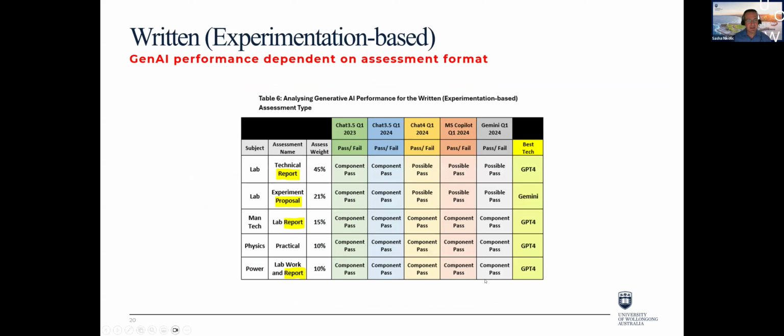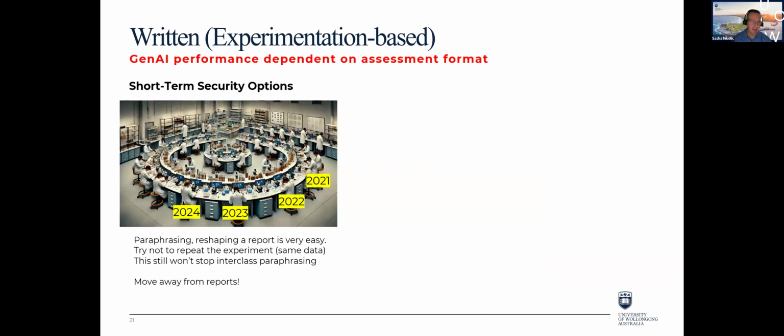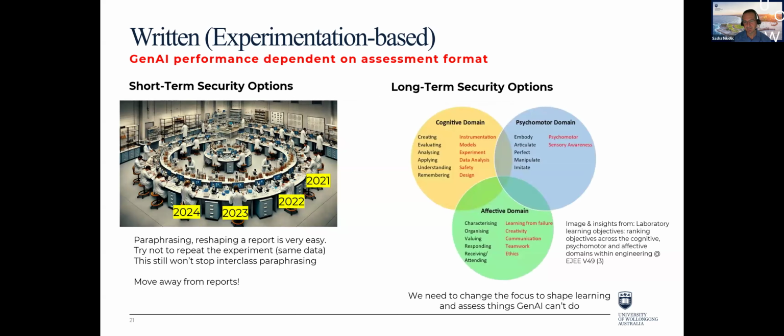Next comes experimentation. Experimentation is good, but our weakness at the moment is that a lot of the focus is on reports. And anything that's text-based, GenAI has a huge capability of helping with. So the short-term security option is to make sure that you're not repeating experiments year to year, which allows for simple paraphrasing and enhancement. But really what we need to do is move away from reports.